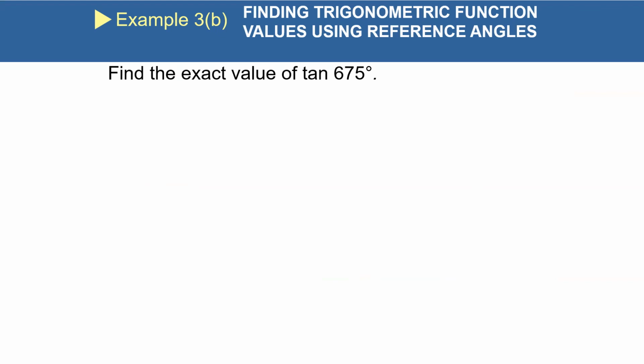All right, you're up. Tan of 675. What is the first thing you need to do? Good job, because you need to find a coterminal.